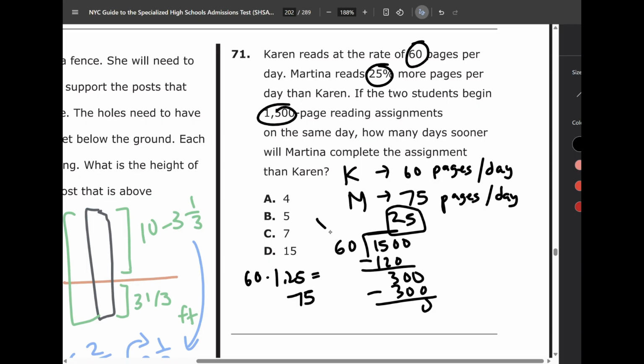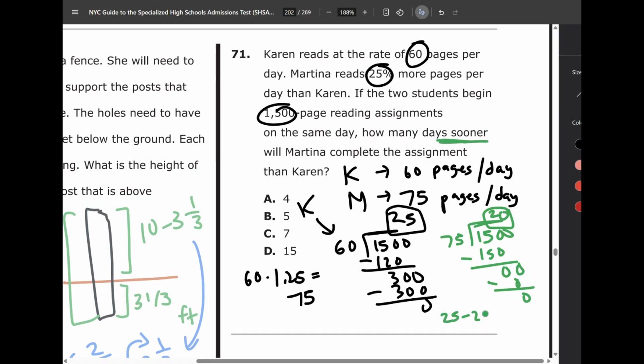That's for Karen. For Martina, I'll use a different color, I'll use green. For Martina, we're doing 1,500 divided by 75. We're reading a lot more pages per day, so Martina is going to finish faster, but how much faster? We're going to solve. It takes 20 days. And we're asked how many days sooner it will take, so how much faster? 25 minus 20 is equal to 5, and that is the answer.